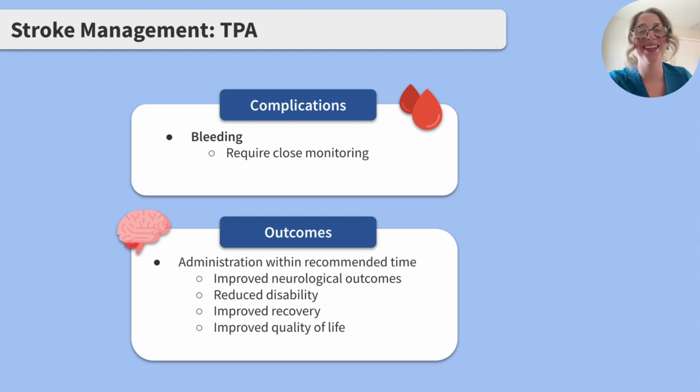The most significant risk with administration of TPA is the potential for causing a hemorrhagic stroke or bleeding in the brain, as well as bleeding in other areas of the body. It's important that clients are carefully selected for TPA administration and carefully monitored during and following administration. These clients typically require close monitoring in the ICU or a stroke unit.